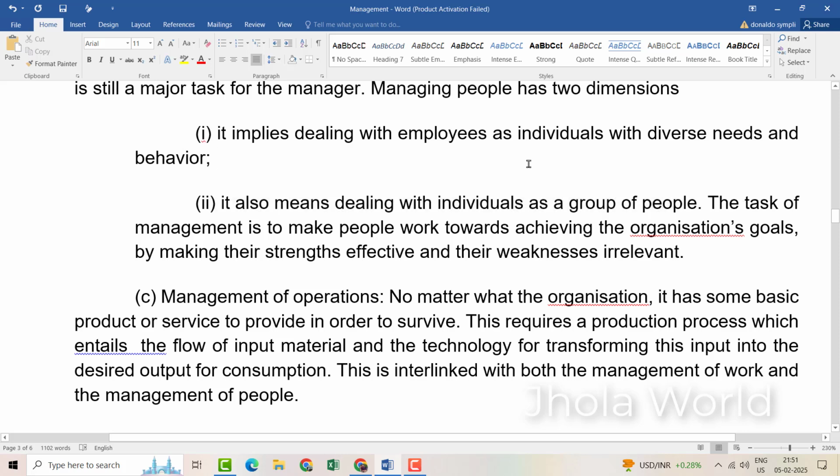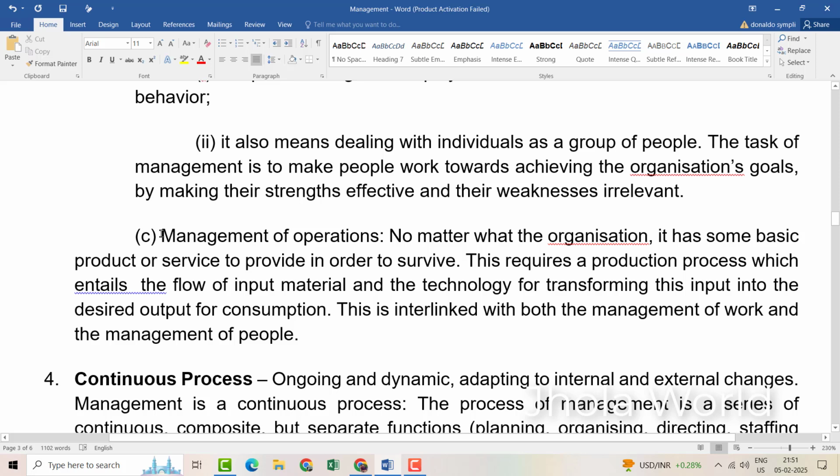This also happens. A number of employees that you have in an organization will try to form a group and identify themselves as a group, like men, women, young, old, northeastern, northern, south Indian, black, white, American, Asian, and so on. Okay. Then the third dimension is management of operations.